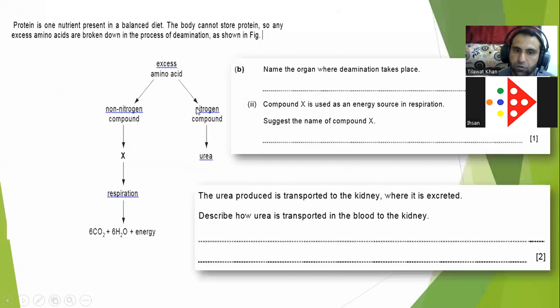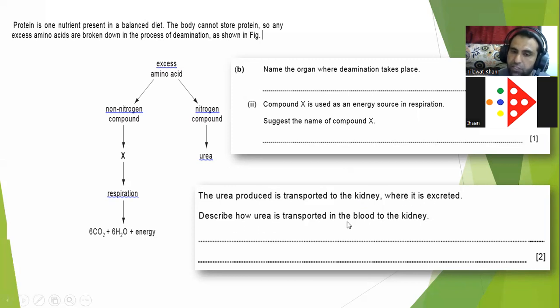Okay, so go ahead here. You can see a non-nitrogen part will convert into X. So what is X? Glucose. Yeah, definitely glucose. And when glucose respiration happens, it will give you carbon dioxide, water, and energy. You got it? Where does deamination take place? In the liver, right? Good. The urea produced is transported to the kidney where it is excreted.